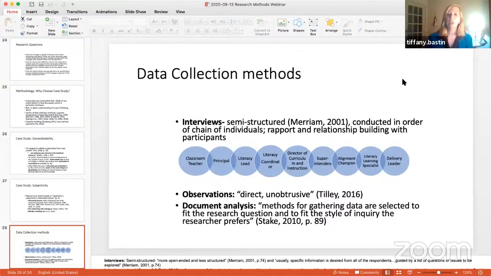So for observations, I did observations when I visited the schools those 2 times, and also during the interviews, I took some notes, and then directly after the interviews, I added more details about what I observed about their body language, their tone of voice, any surroundings that were happening while we were doing the interviews. And I wanted to make sure it was unobtrusive and direct.